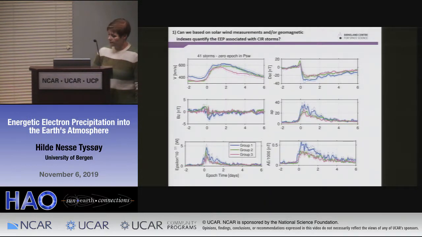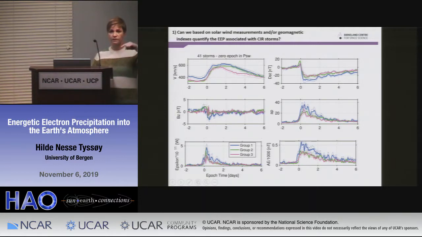Here is some selection of solar wind features and geomagnetic indices. Group 1, which showed the increase, shows the strongest solar wind, and group 3, which had a decrease, has the weakest solar wind, or it lasts shorter. But in general, trying to correlate that with the fluxes afterwards, it is not evident that it's directly related to the solar wind. BC seemed to be a much more likely candidate.